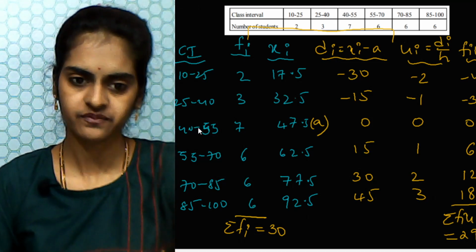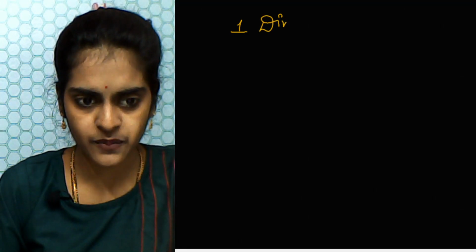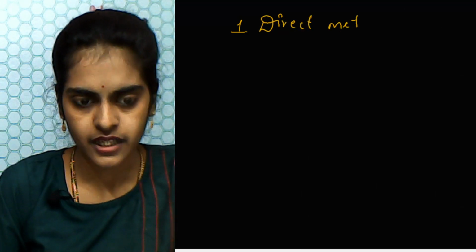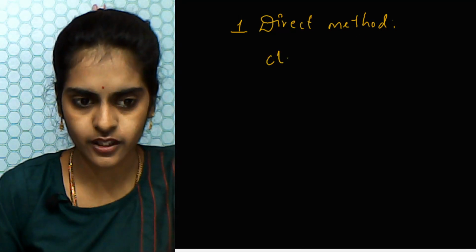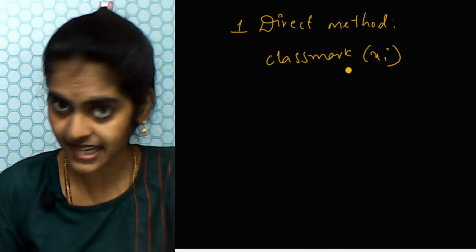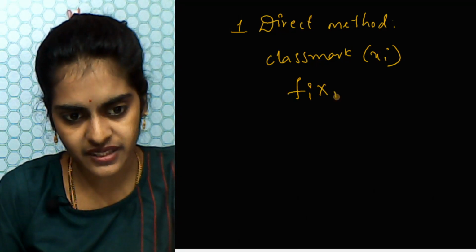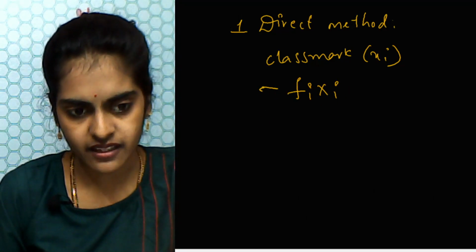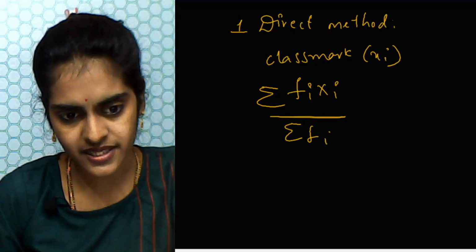First method, let me summarize here. The first method is the direct method. In the direct method you will only calculate the class mark, which is represented by xi. Now you will multiply frequency with xi, and the formula is sigma fi xi by sigma fi.